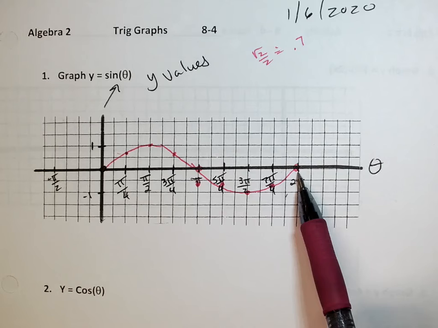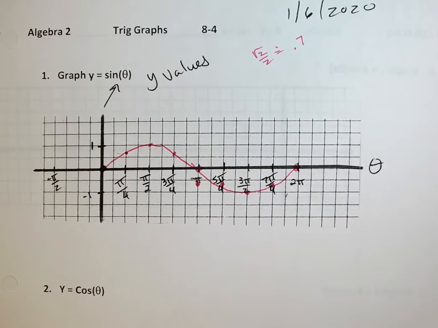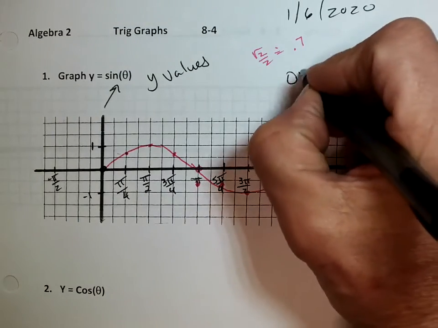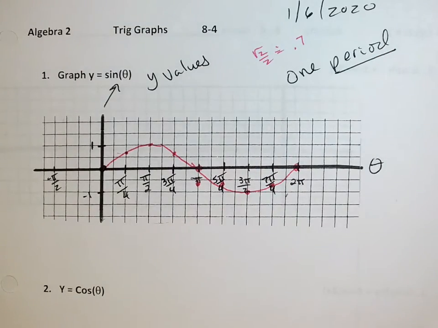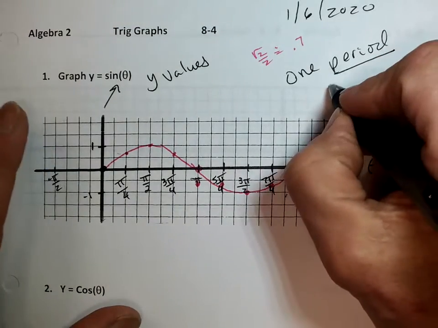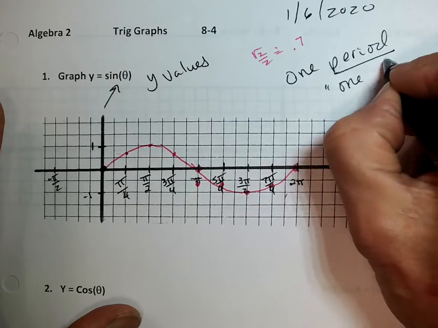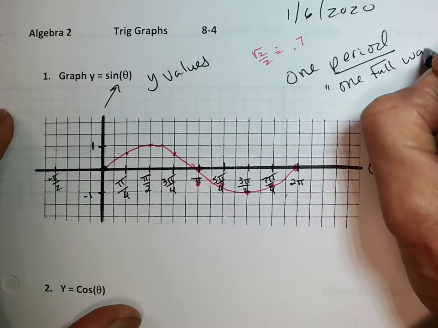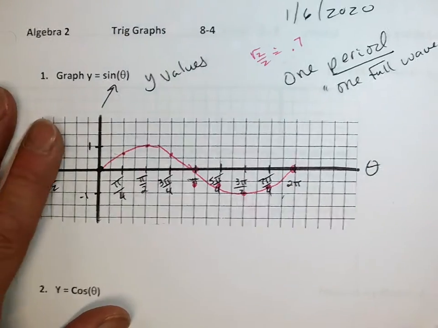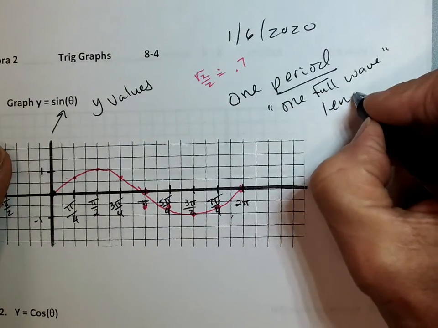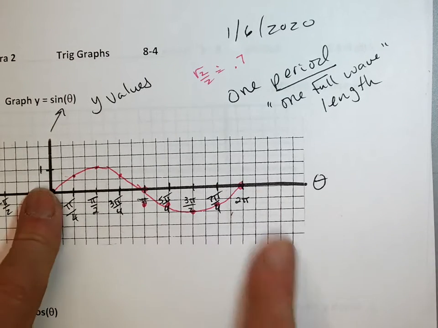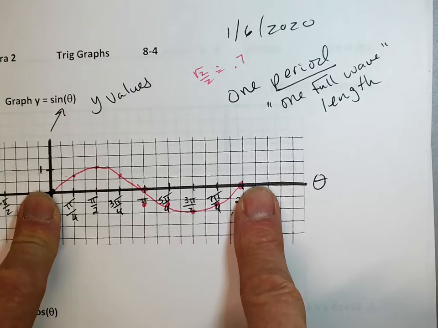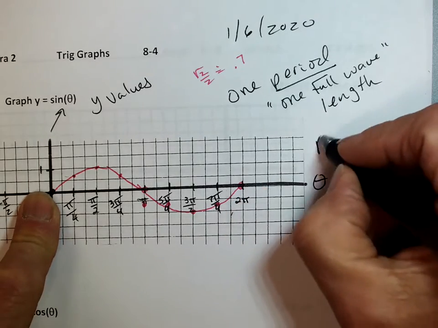So you guys see this shape? That is a sine curve. That's one sine curve. So we're going to say that is one period. We call it the period. The period is one full wave, and the period is the length of that. So the period is the length of one full wave. So the length is from 0 to 2 pi. So 2 pi is the period.